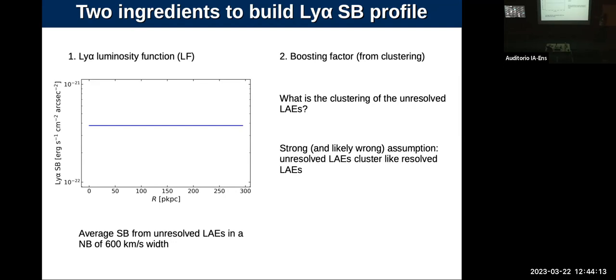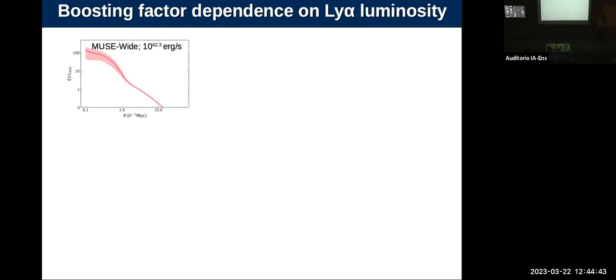The first assumption I'm going to make, which is quite strong and we know is not really correct, but it's just a first step, is that the unresolved sources cluster like the ones that we detect. We know it's not correct because of the clustering dependence on Lyman-alpha luminosity that we found. Undetected sources are definitely fainter than the ones that we detect, so we also expect that their clustering is lower than the ones we detect. Still, we make this assumption just as a first step, and I will first assume that the unresolved sources cluster like the ones in MUSE-wide.